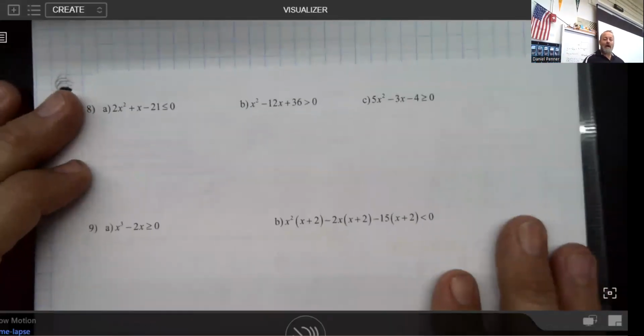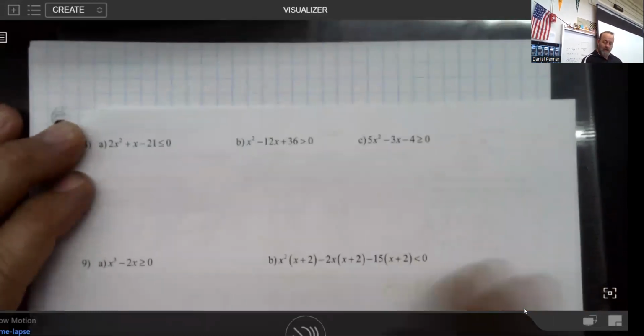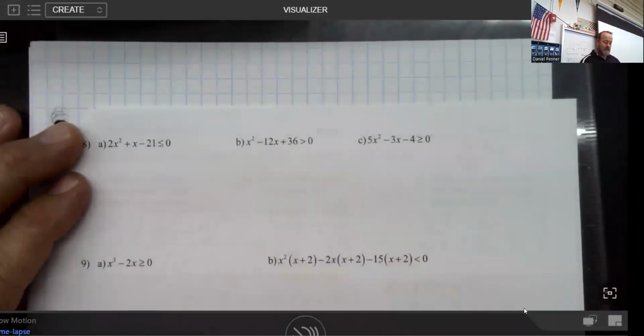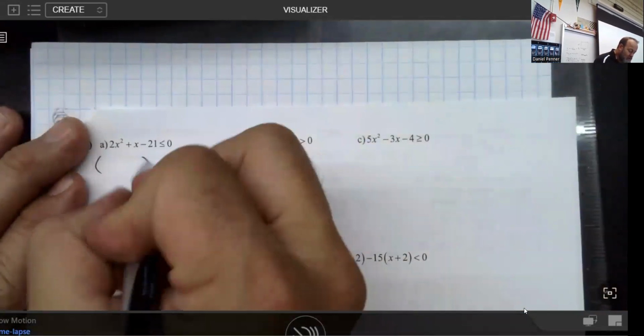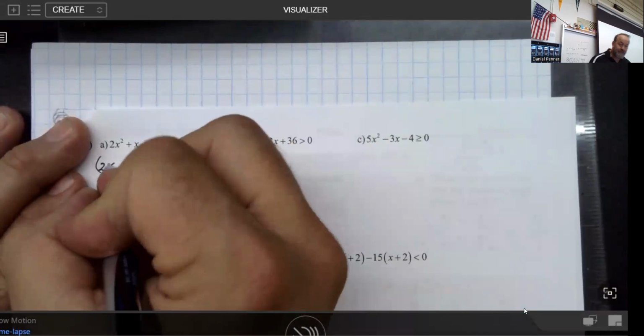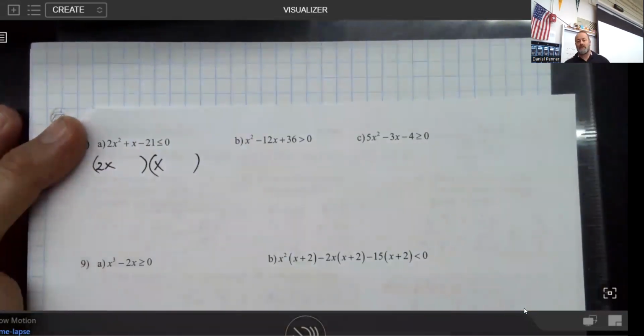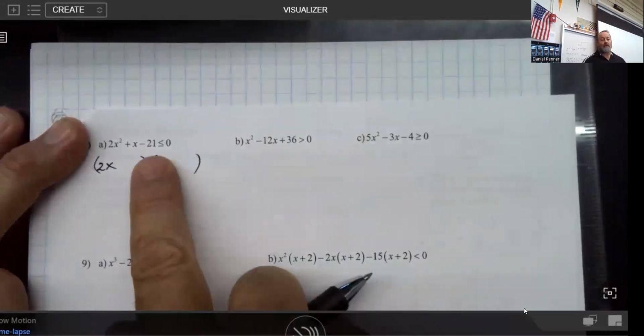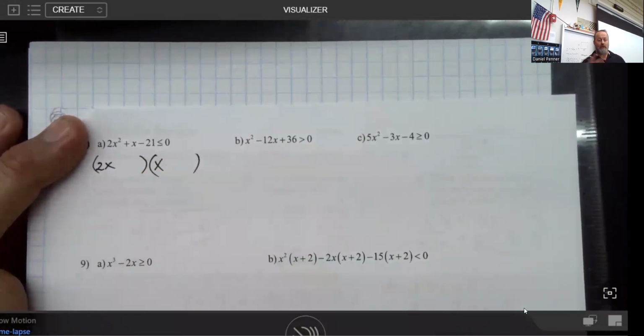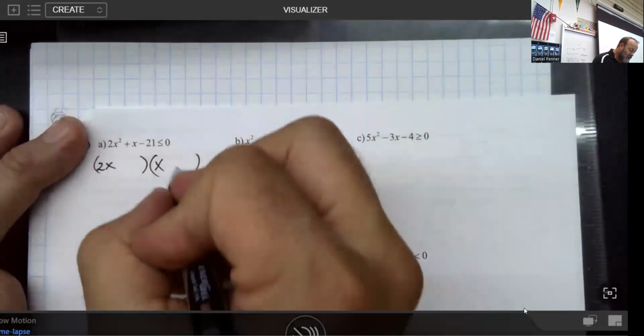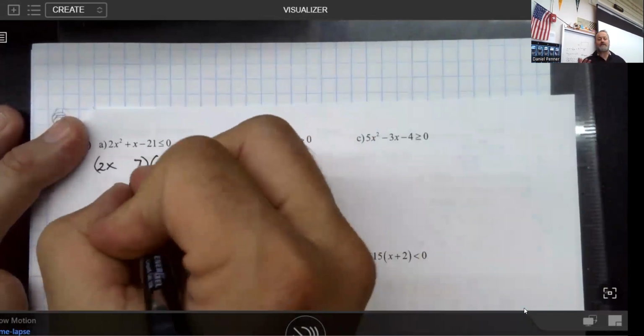So again, for me, every time I see a non-linear inequality, which is all of these things, what I like to do is pretend it's an equal sign. But my go-to is to look for the possible factors. And 2 is a prime number, so 2x squared must be 2x times x. The only product that's going to give me 21 is either 3 and 7 or 21 and 1. And I think most of you probably realize it's going to be 3 and 7. But specifically, it has to be in that order.